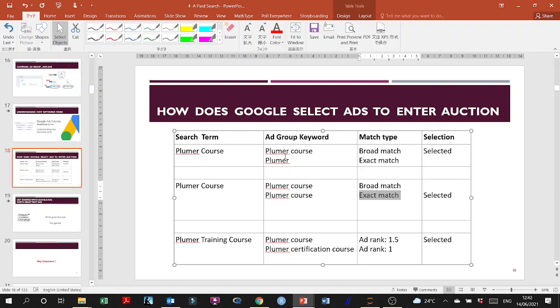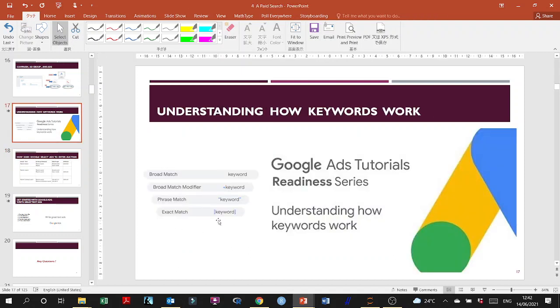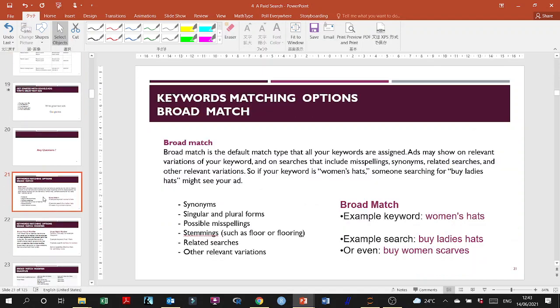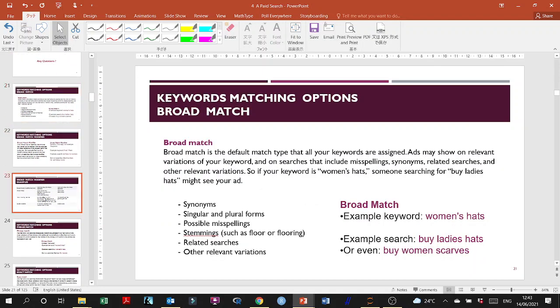So over here you have an exact match for plumber, and here plumber course. Okay, I understand. What is an exact match? First of all, let's review. An exact match is a word that anything could come before it, or anything could come after it. Isn't that correct? Let me check here.